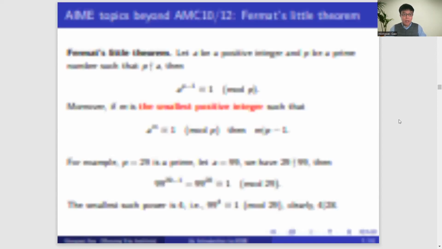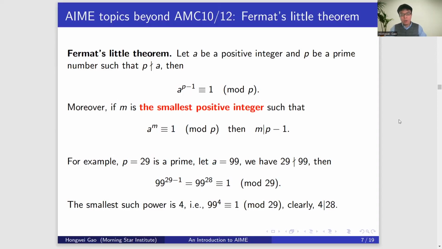And we can also check that the smallest such power is 4. That is, 99 to the 4th power is congruent to 1 mod 29. And clearly we see that 4 is a factor of 28.